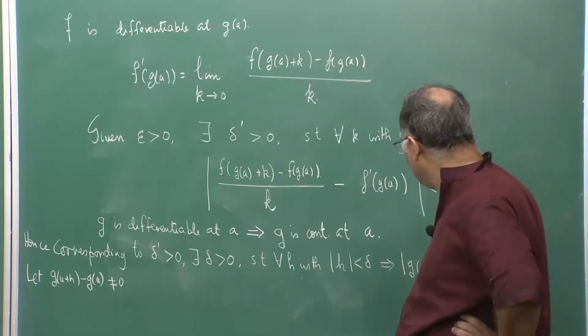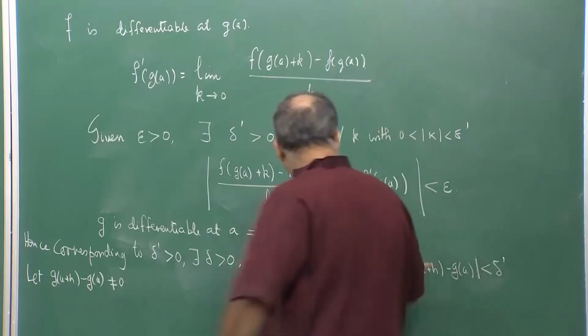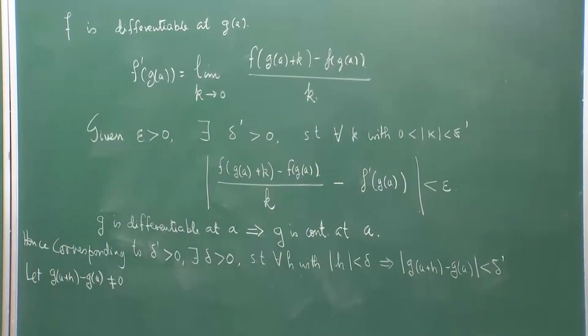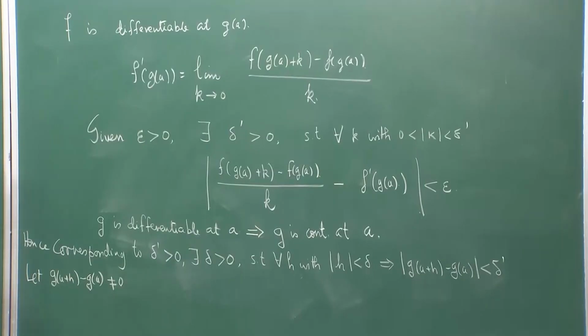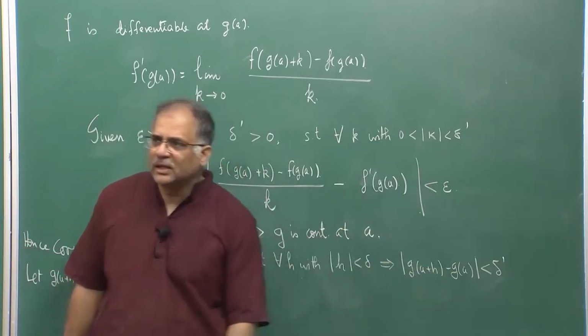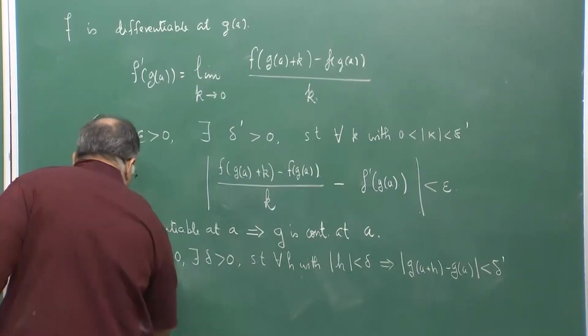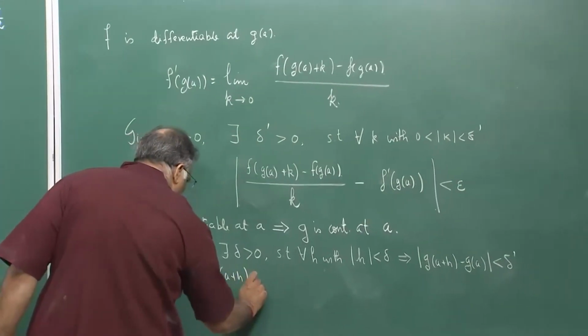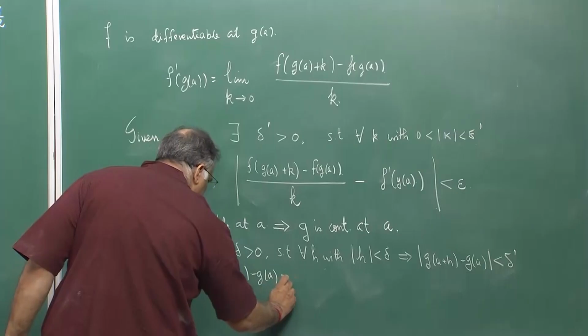So here I am using the continuity, because it has to be defined at H, actually at A. Here H can be 0, because as you know it has to be defined at A. Now suppose this is not equal to 0, but I have shown that for all mod H less than delta, this is less than delta dash. Now set G of A plus H minus G of A to be k.